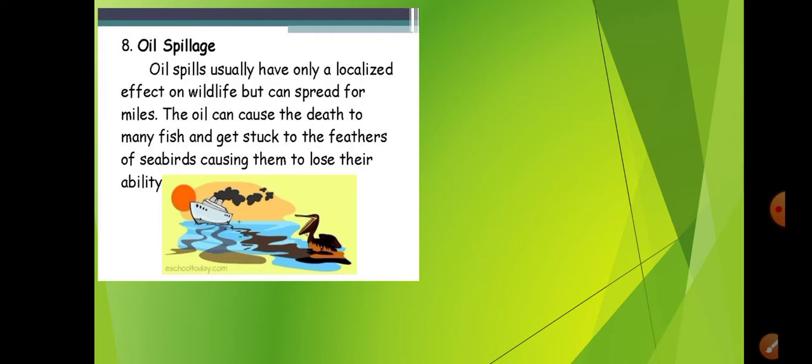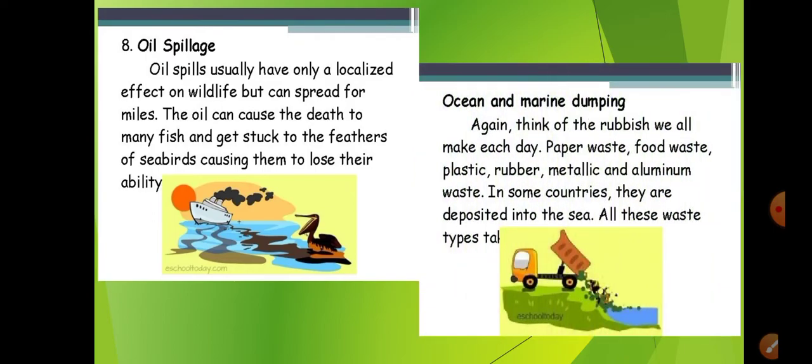Next one is your oil spillage. In oil spillage, you can see here in the picture that the oil has been released from the ship. There may be some problem in the ship when it was traveling in the water body, and then some amount of oil has leaked out, it has spilled.